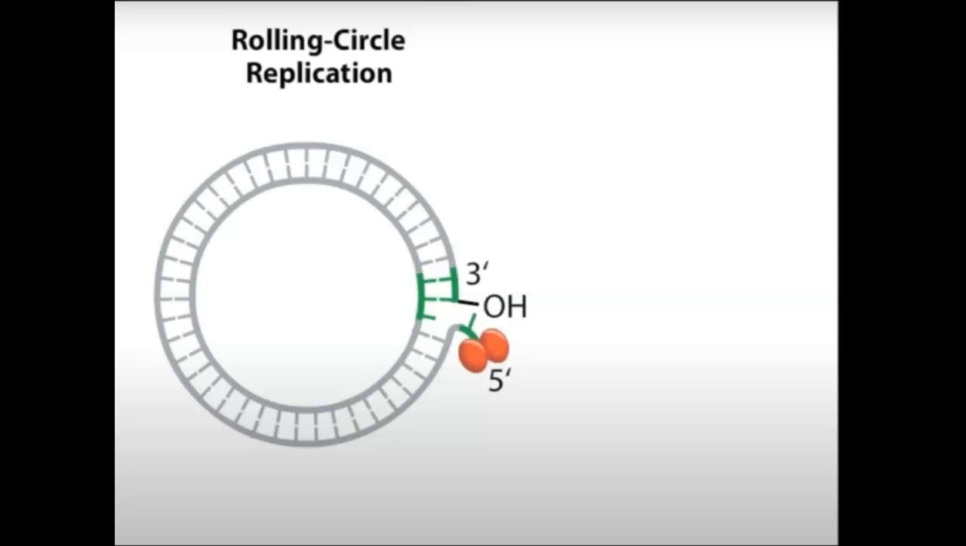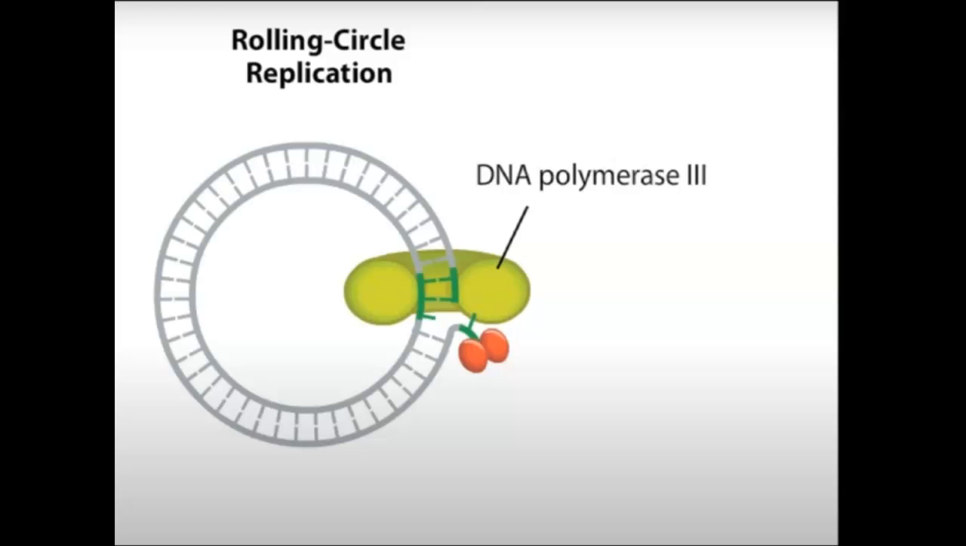And remember, synthesis always goes 5' to 3'. So you can only add a 5' phosphate to a 3' OH. So we're going to be adding more nucleotides here. And then this has got a couple proteins bound to it just to hold it in place there. It serves as a primer for a host DNA polymerase to begin.